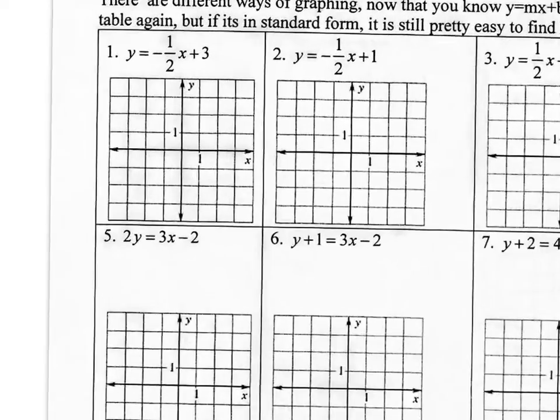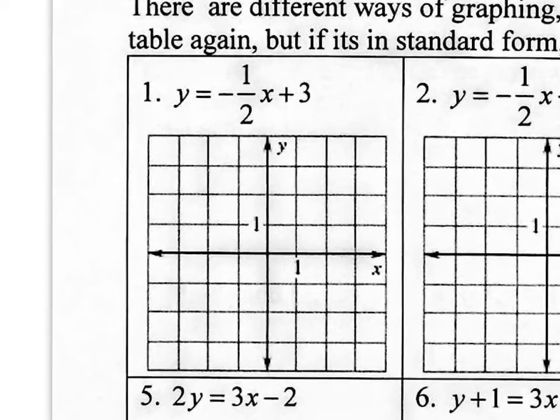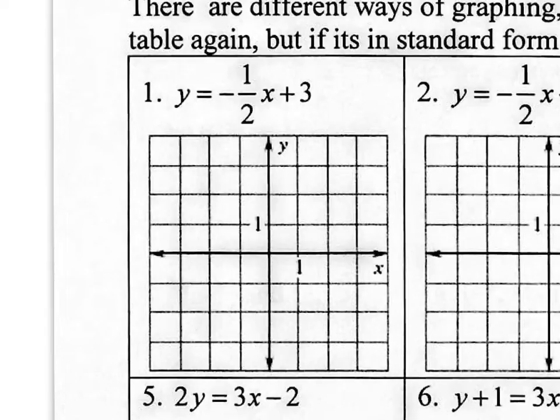So graphing with y equals mx plus b is the easiest thing you could do. This is your m and this is your b. You always start with b. So what's your b value? It's 3. That's your y-intercept. So it's going to cross the y-axis at 1, 2, 3 right here. So we're going to put a dot right there at 3.